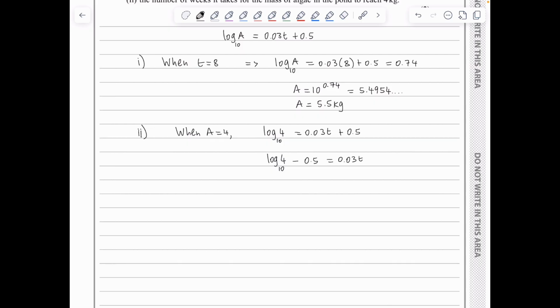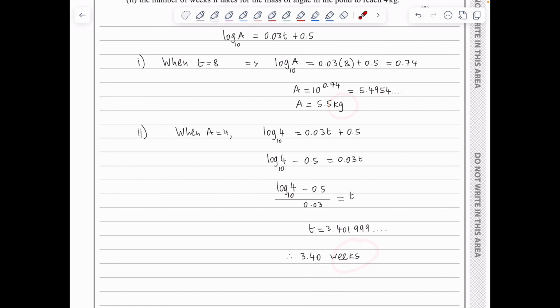And if I divide by 0.03, I get the log of 4 base 10 minus 0.5 over 0.03 is the value of t. Now if you plug this on the calculator, you get that t is 3.401999... And therefore we conclude that the time needed to reach 4 kilograms is 3.40 weeks. Again, our answers need to be in context, so I include the units both for the mass and the time needed.